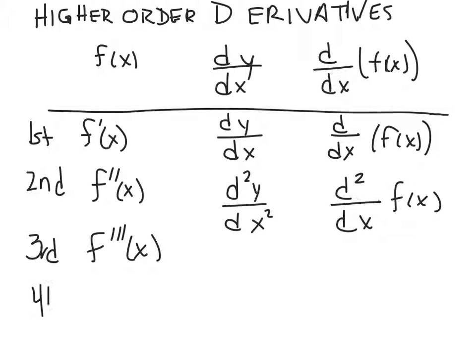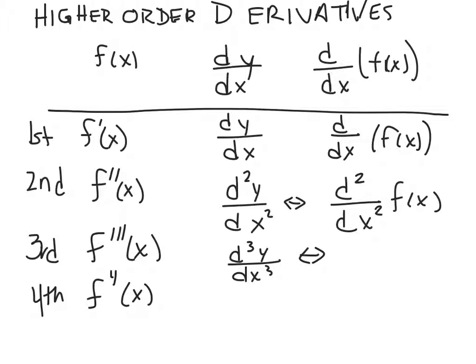If you did the fourth function and then anything beyond that, we actually just put a little number up there, like an exponent in the function. These always just increase, d to the third over d x to the third, etc., etc. You're adding 2 to each here, then here it would be 3, 4, etc.